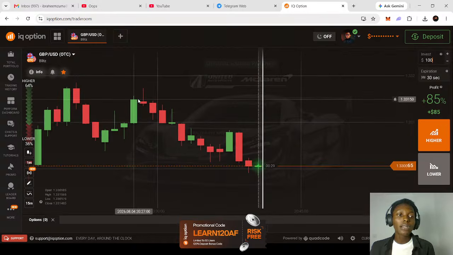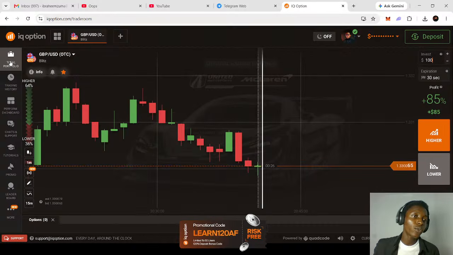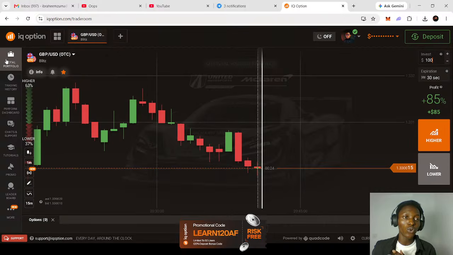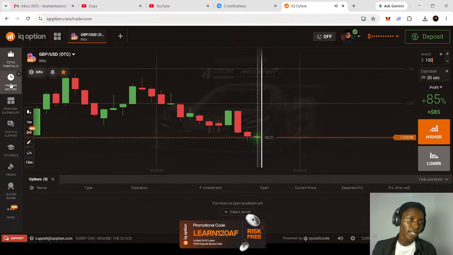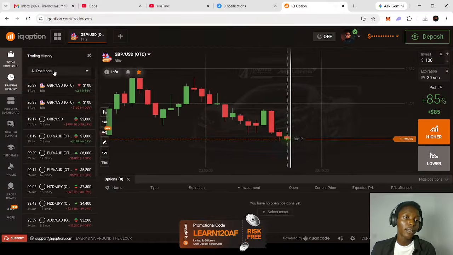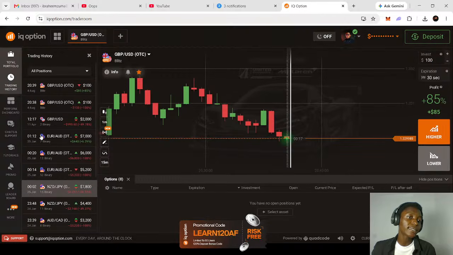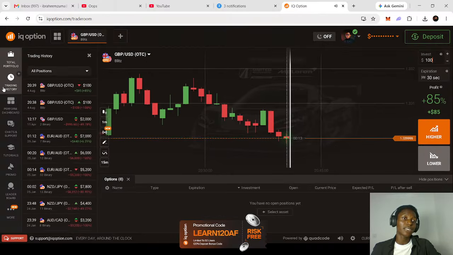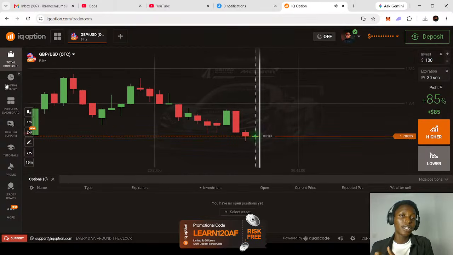And so the next few things: here you can see the total portfolio when you open a position. And here's a trading history where you can see how many trades you have. As you can see here, you will see the amount of trades that you have. So this is reflecting on a demo account, not a real account.